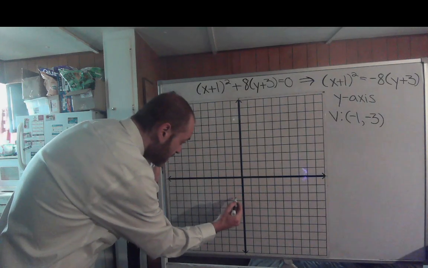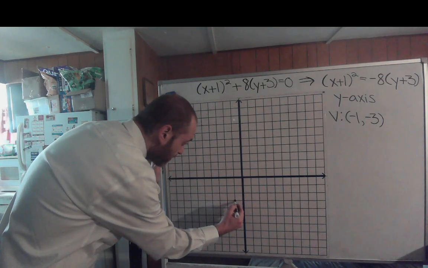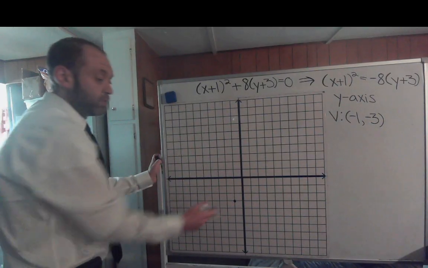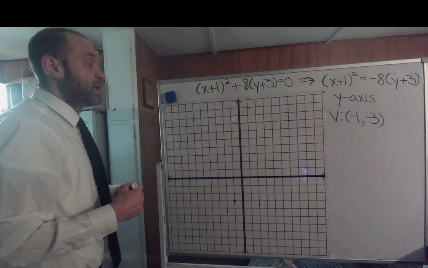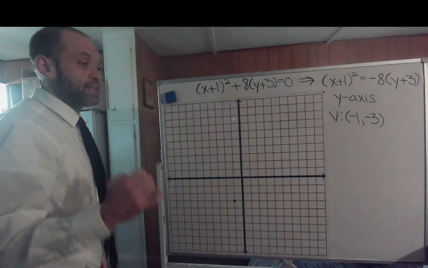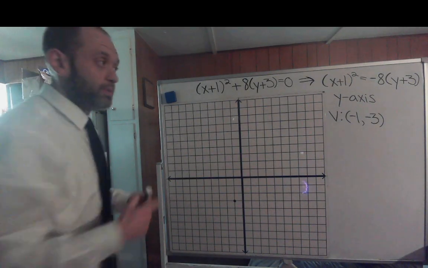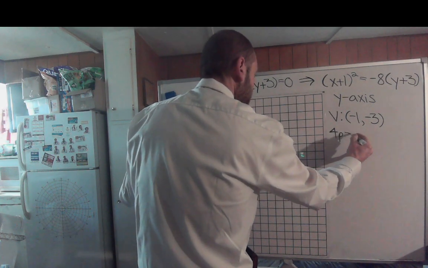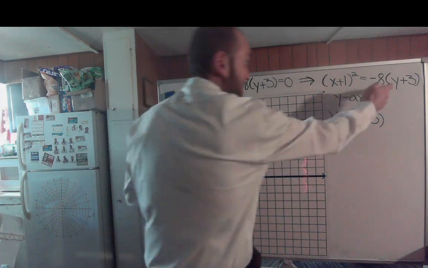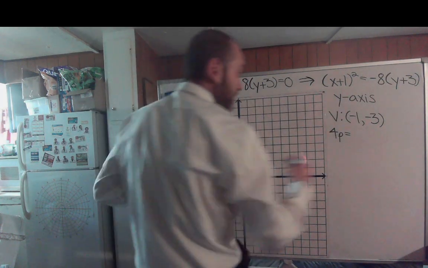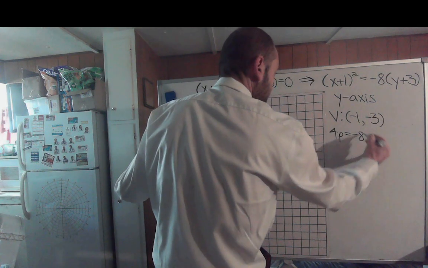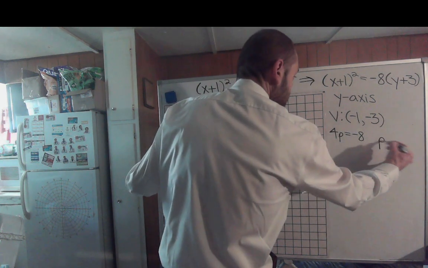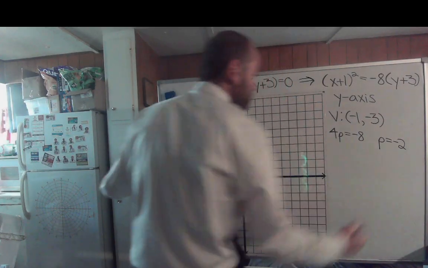So we're looking at right here. There's our vertex of -1, -3. Alright, so the very next thing we need to do is solve for 4p once we've obtained that. 4p is going to equal that coefficient outside of the parentheses on the y. 4p equals -8, which means p itself would equal -2.